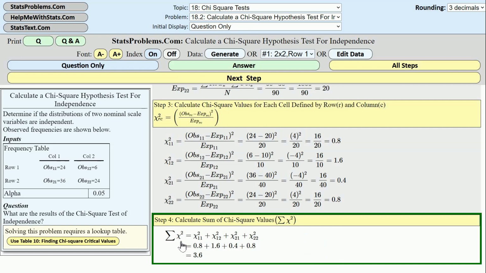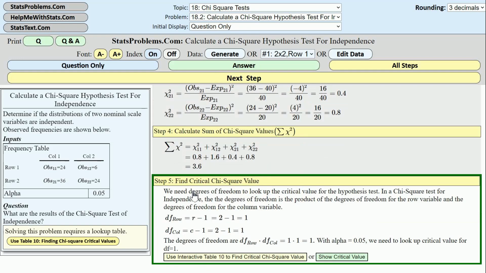The sum of the chi-square values for all cells equals the chi-square for cell 11, plus the chi-square for cell 12, plus the chi-square for cell 21, plus the chi-square for cell 22. In this example, the sum of the chi-square values equals 0.8 plus 1.6 plus 0.4 plus 0.8, which works out to 3.6. In step 5, we find the critical chi-square value.